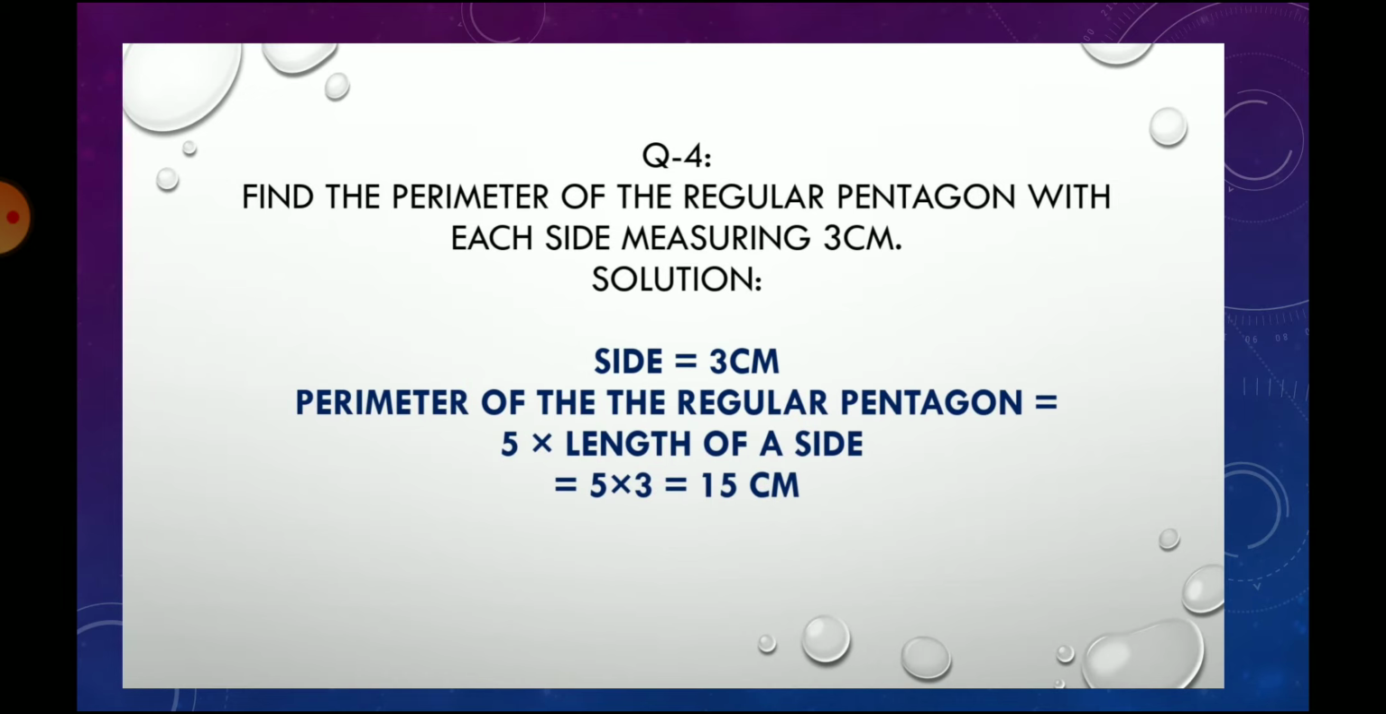See next one, the fourth question. Find the perimeter of the regular pentagon with each side measuring 3 centimeter. So the side value is 3. A regular pentagon means the pentagon has 5 sides, and the 5 sides are equal. So 5 into length of a side. So 5 3s are 15.